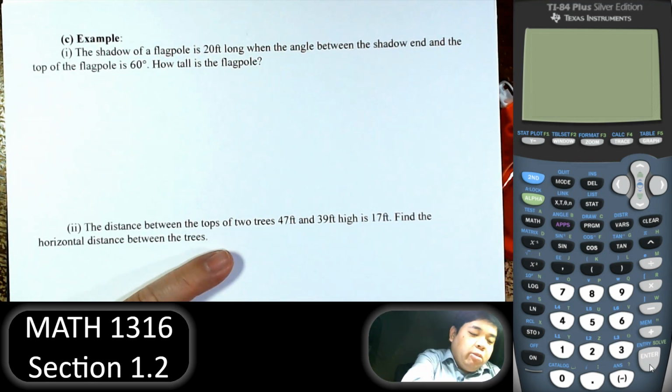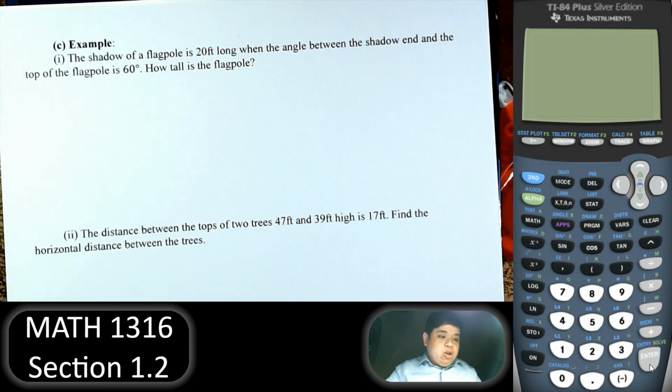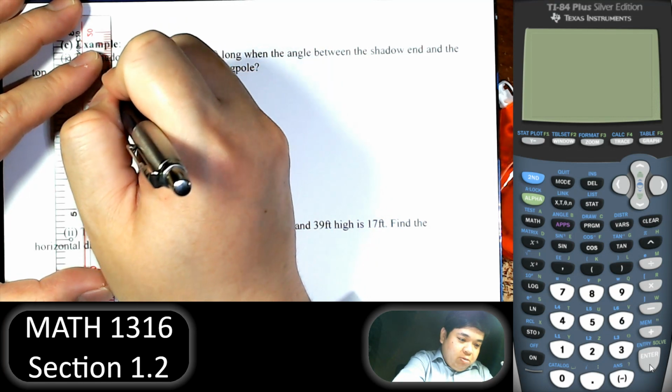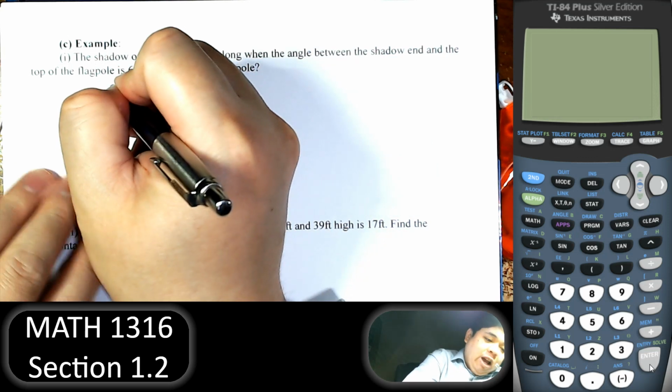The shadow of a flagpole is 20 feet long, when the angle between the shadow end and the top of the flagpole is 60 degrees. So first we have the flagpole. Once again, we assume that it is perfectly vertical. So there's a flagpole.